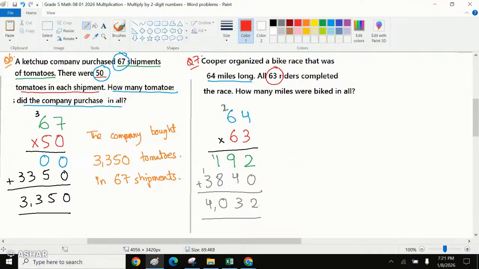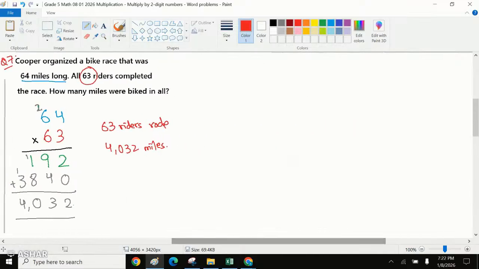So what we can say is 63 riders rode 4032 miles in all, right? Let's focus on the question, okay? Because right now we are doing 2-digit multiplication, right? But once it becomes 3-digit, it would be a little difficult. Or they could be difficult numbers that we would need to multiply. Agreed? Let's focus.